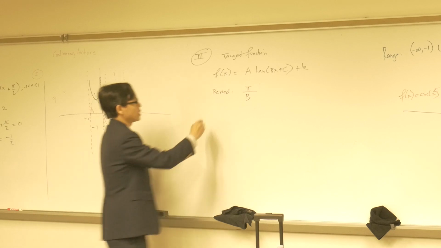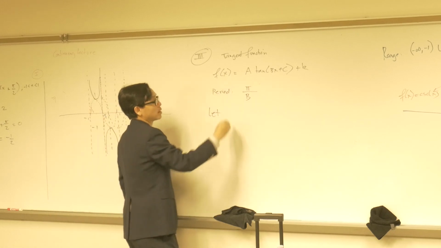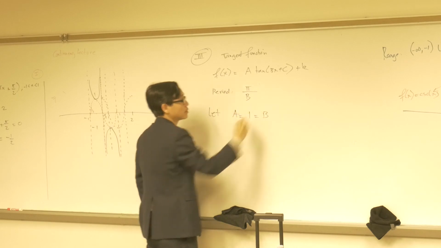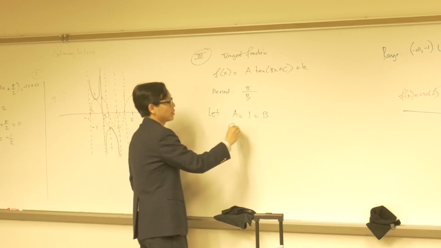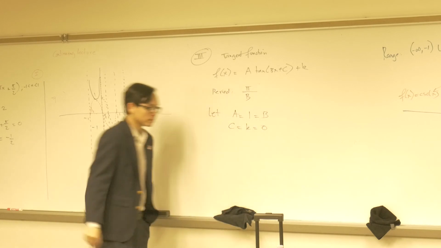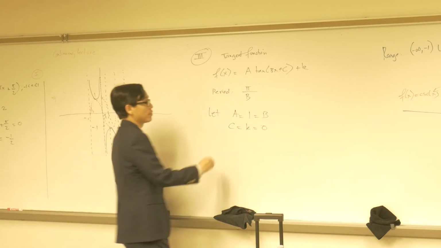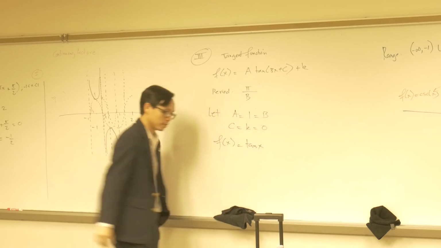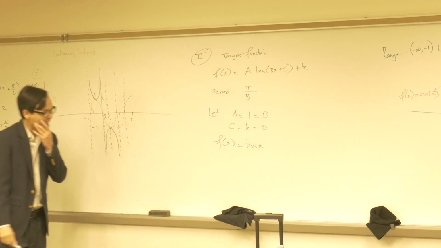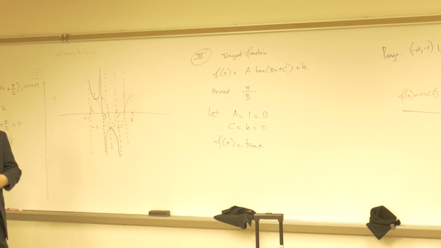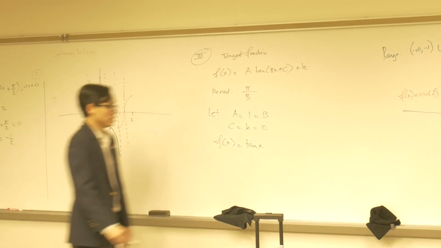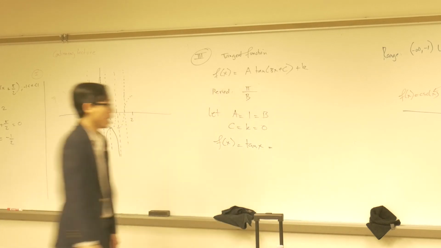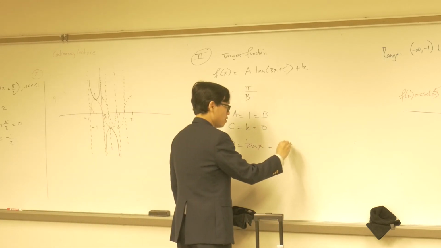All right, now let's put A equal 1, B equal 1, and C equal K equal 0. My tangent function general form becomes f of x equal to tangent of x. And if we change tangent of x using one of the properties we already learned, tangent equals sine over cosine.